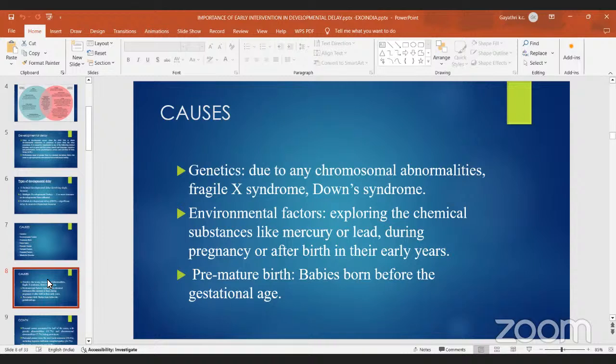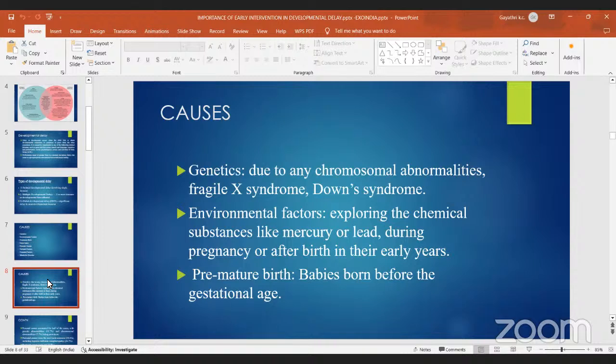Second is the environmental factor. In these factors, if the mother is exposed to chemical substances like mercury or lead during pregnancy or after birth in the early stage, or after birth within the neonatal age, that is from birth to 21 days, if the baby is exposed more to that environment, that baby also has chances of developmental delay.